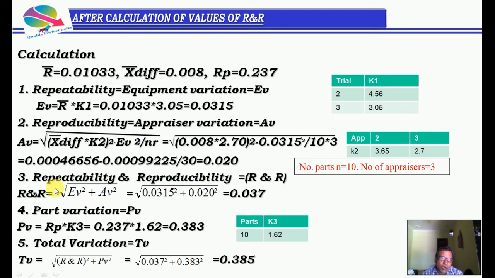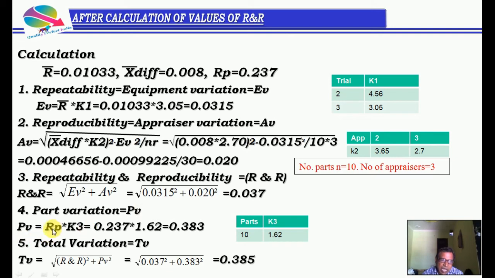Now we are going to calculate repeatability and reproducibility, that is R and R. The formula for R and R is the square root of EV square plus AV square. Here EV you take from here, and AV you take from here, and if you calculate this one, R and R value will come 0.037.